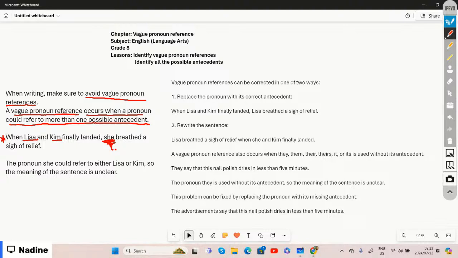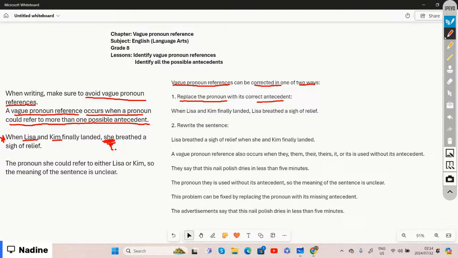And we can correct our pronoun references, or our vague pronoun references, in two ways. There's two ways in which we can basically correct our vague pronoun references. The first way is to replace the pronoun with the correct antecedent.